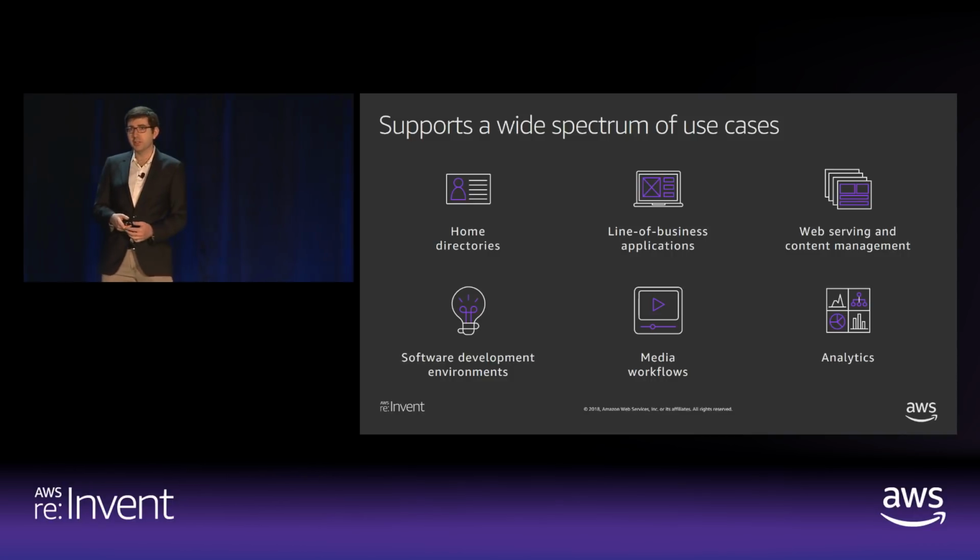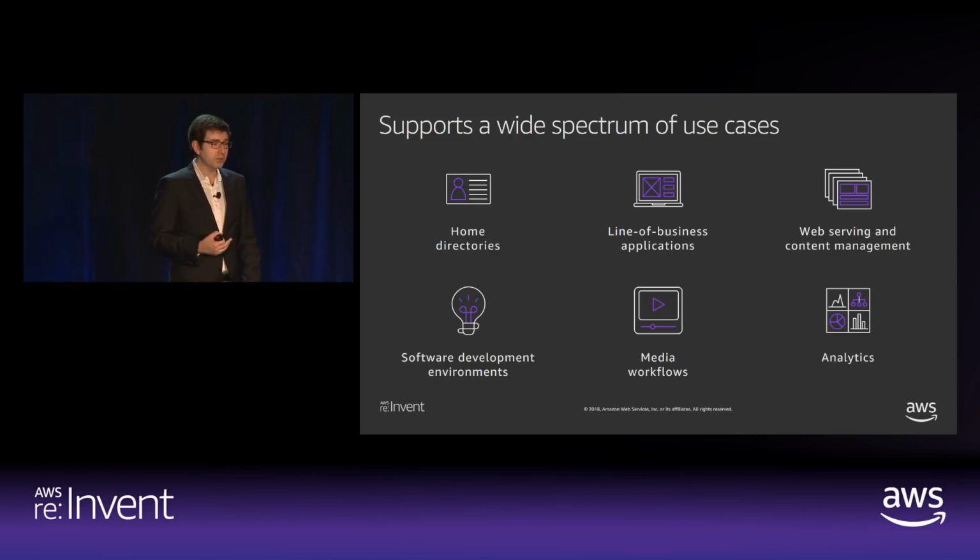that there's just so many Windows workloads that you want to run on AWS. So of course, there's the traditional home directories, line of business applications, web serving and content management, software development environments, but also things like media workflows. There's a lot of video processing and transcoding applications that are written on Windows, and they need to drive high levels of throughput and are very latency sensitive. Similarly, analytics and some big data analytics workloads. So really, our goal is broad spectrum of use case support.